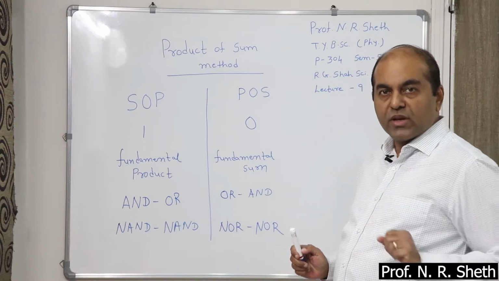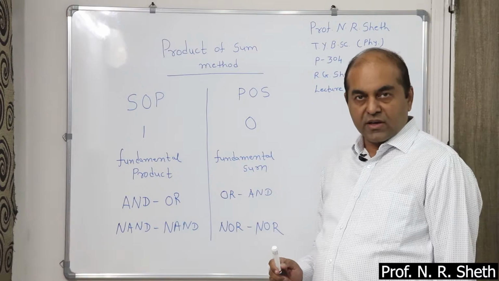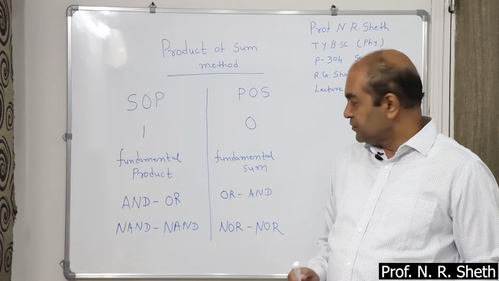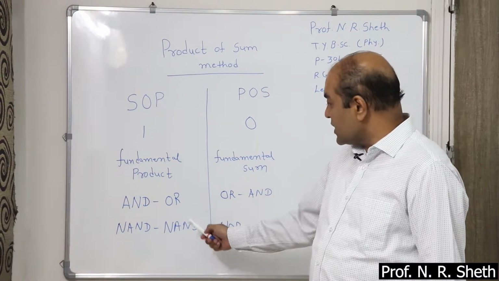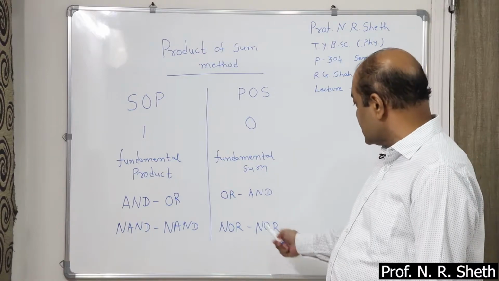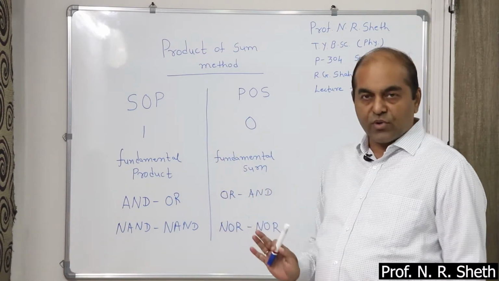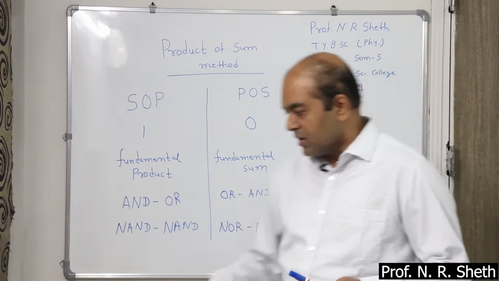After preparing the Boolean equation, you required AND OR circuit. Here you required OR AND circuit. Equivalent is drawn with the using NAND circuit, while it is with NOR circuits. These are the four major points you have to keep in your mind. Okay.